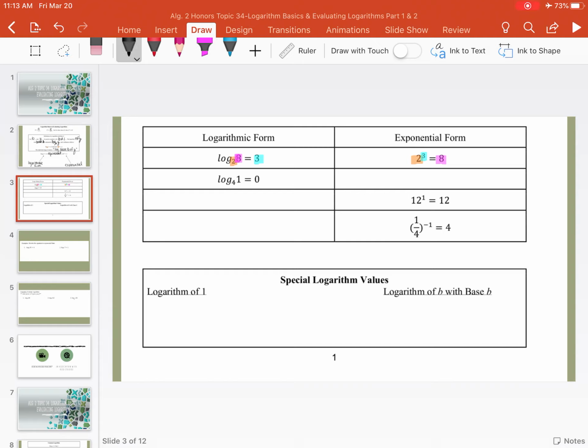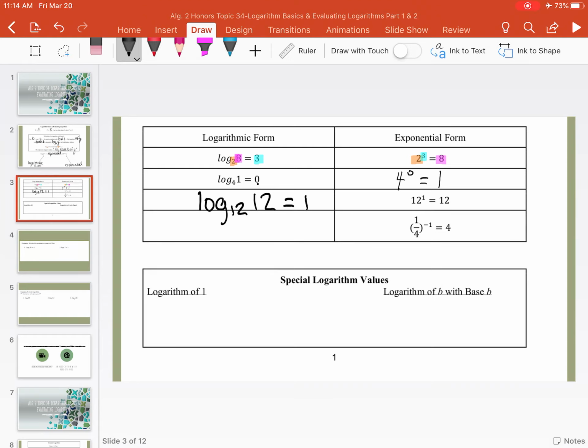So let's do some examples. If we have log base 4 of 1 equals 0, this is the same thing as saying 4 to the 0th power equals 1. So 4 is my base, 0 over here is my exponent, and 1 is my answer in exponential form. Now, if we're given something in exponential form and we have to rewrite it in logarithmic form, that's the same thing as saying log base 12 of 12 equals 1.